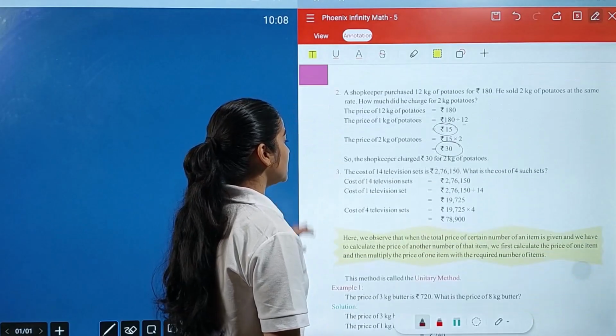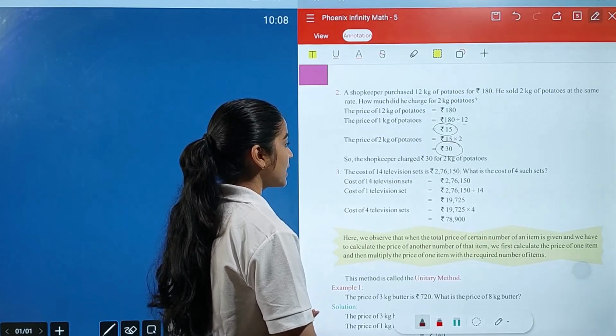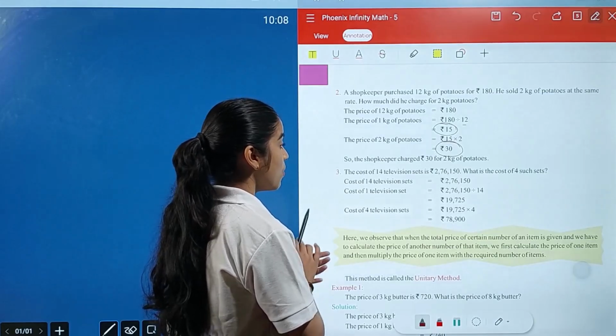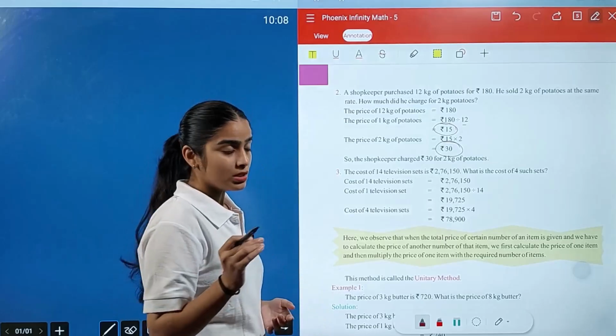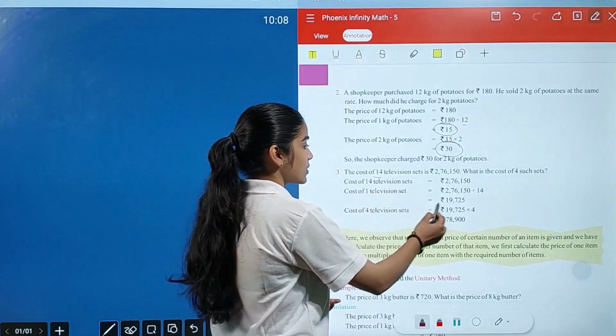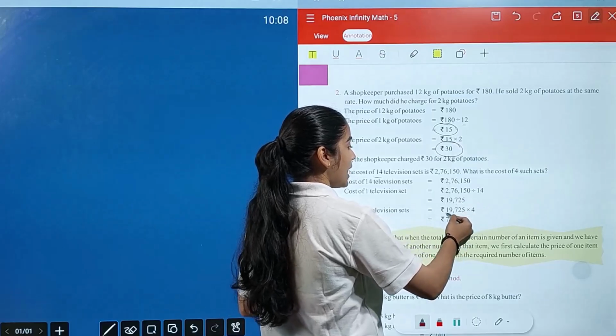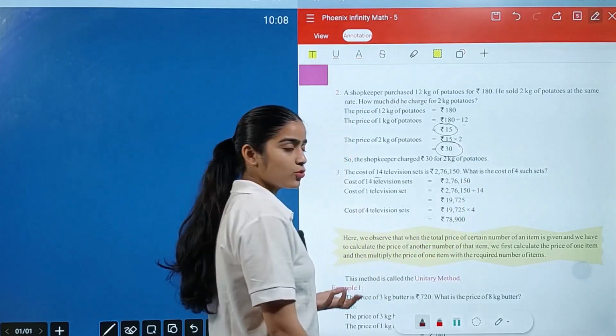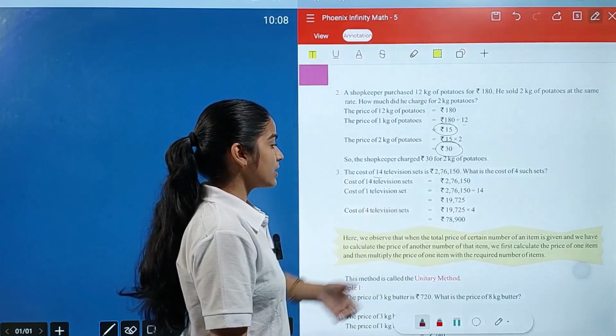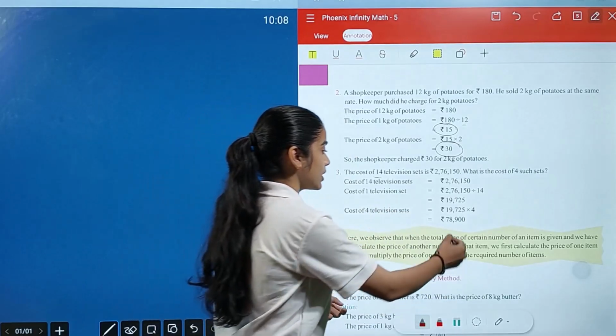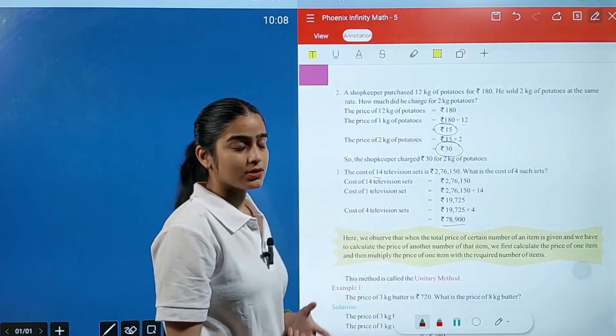The cost of 14 television sets is 2,76,150. What is the cost of 4 such sets? So here we have 14. First we have to divide it by 14. You will get 19,725. And after this you can multiply it for 4 such sets. Multiply 19,725 and you will get your answer, which is 78,900.